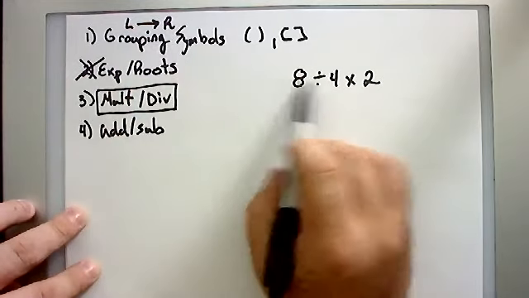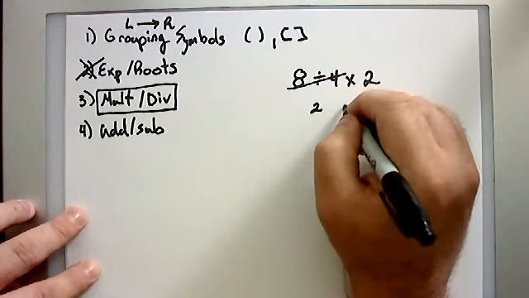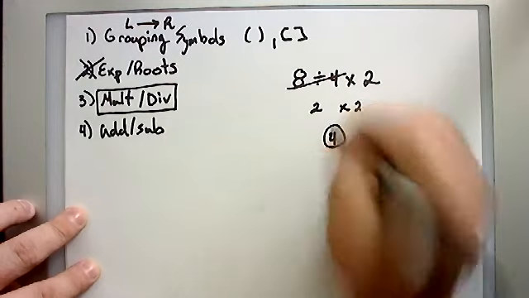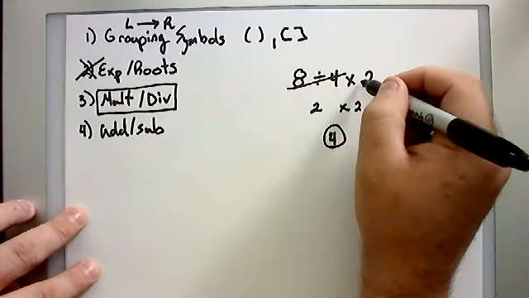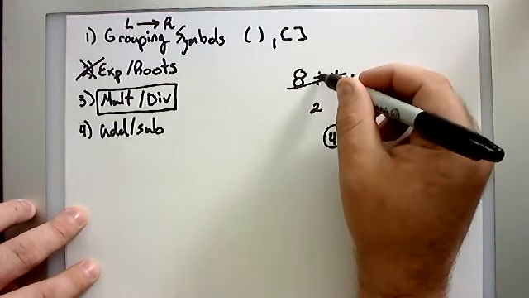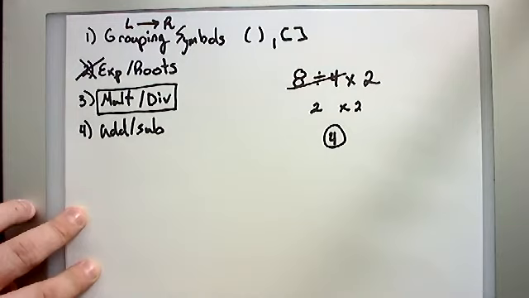So in this case, we got the division first. 8 divided by 4 is 2, and 2 times 2 is 4. If you said 4 times 2 is 8, and 8 divided by 8 is 1, you did the multiplication before the division, which means you went right to left, which is out of order. That does not mean, don't misunderstand me, that division always comes first.